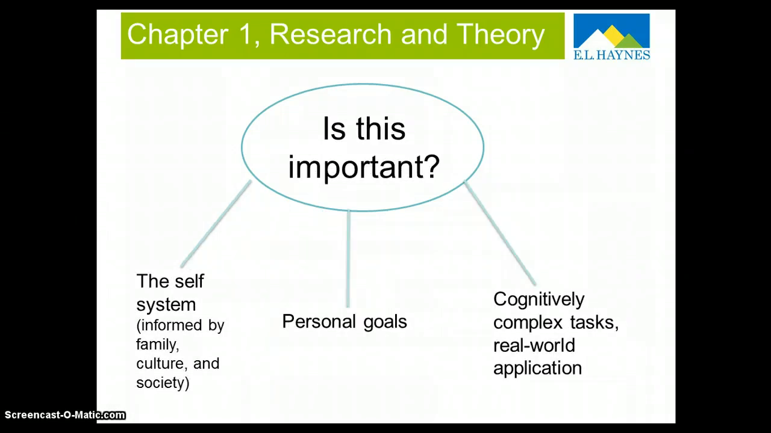If a student answers yes to the question, is this important, they are more likely to stay involved in the task at hand. Okay, so what makes something important or unimportant to students? The answer to this question is found largely in research and theory on goals and personal identity. The self system refers to our sense of self, the way we see ourselves. This system is informed by what we experience in our family, our culture, and the wider society. Through our REIS work, we know that students' sense of identity can help determine what they see as important.